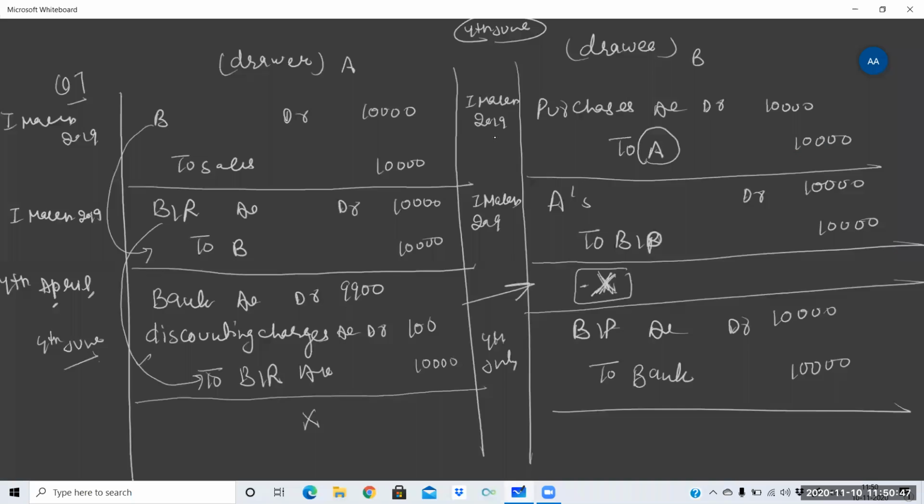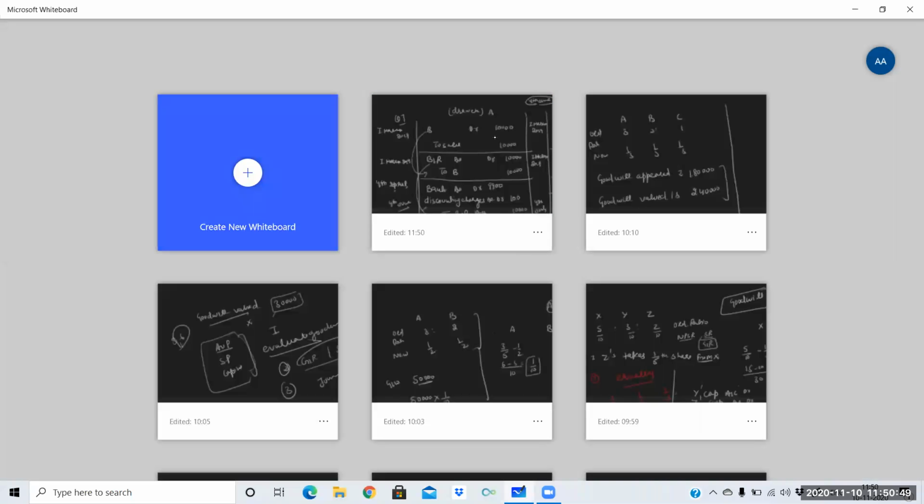Okay. Next, yesterday I told you that 4 treatments can be done with the bill. First treatment, retain the bill till the date of maturity. Second treatment, discounting. And third treatment, endorsement of the bill. Endorsement means you are giving the bill to a third party. Suppose A, B, C are 3 persons there.